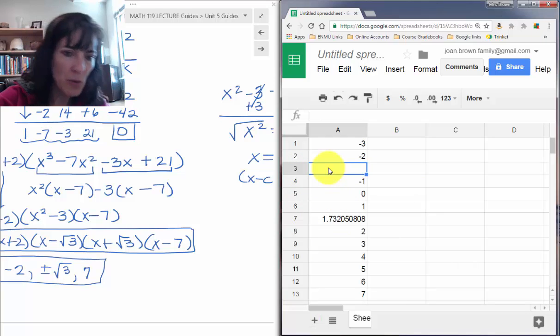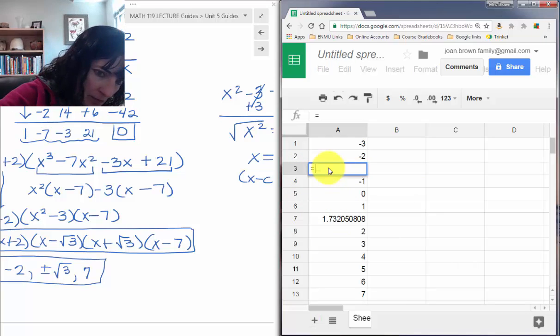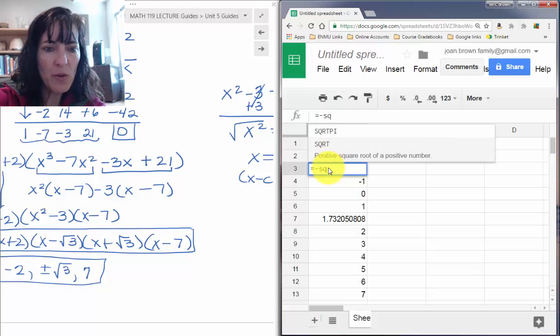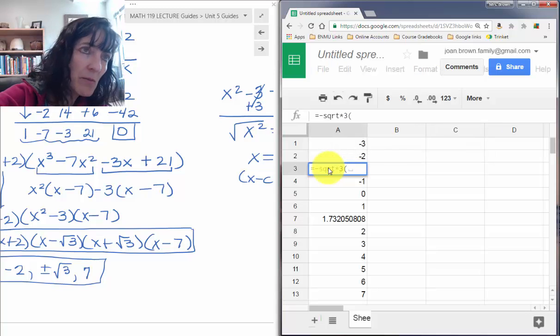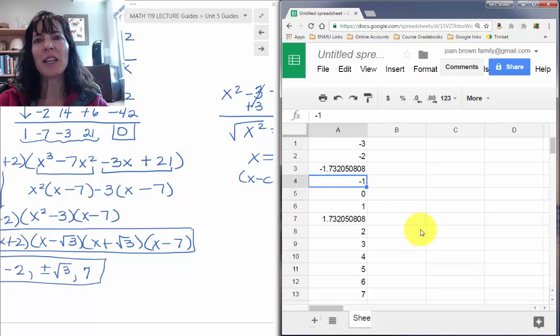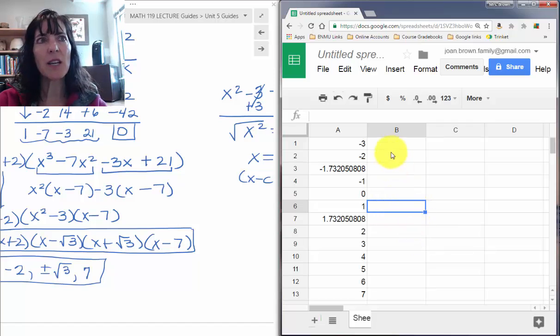So this one will be equals negative, and then SQRT for square root, parentheses 3, parentheses, and then push enter. So there's my negative 1.73, and it is between -1 and -2. So I have my x's all set up.